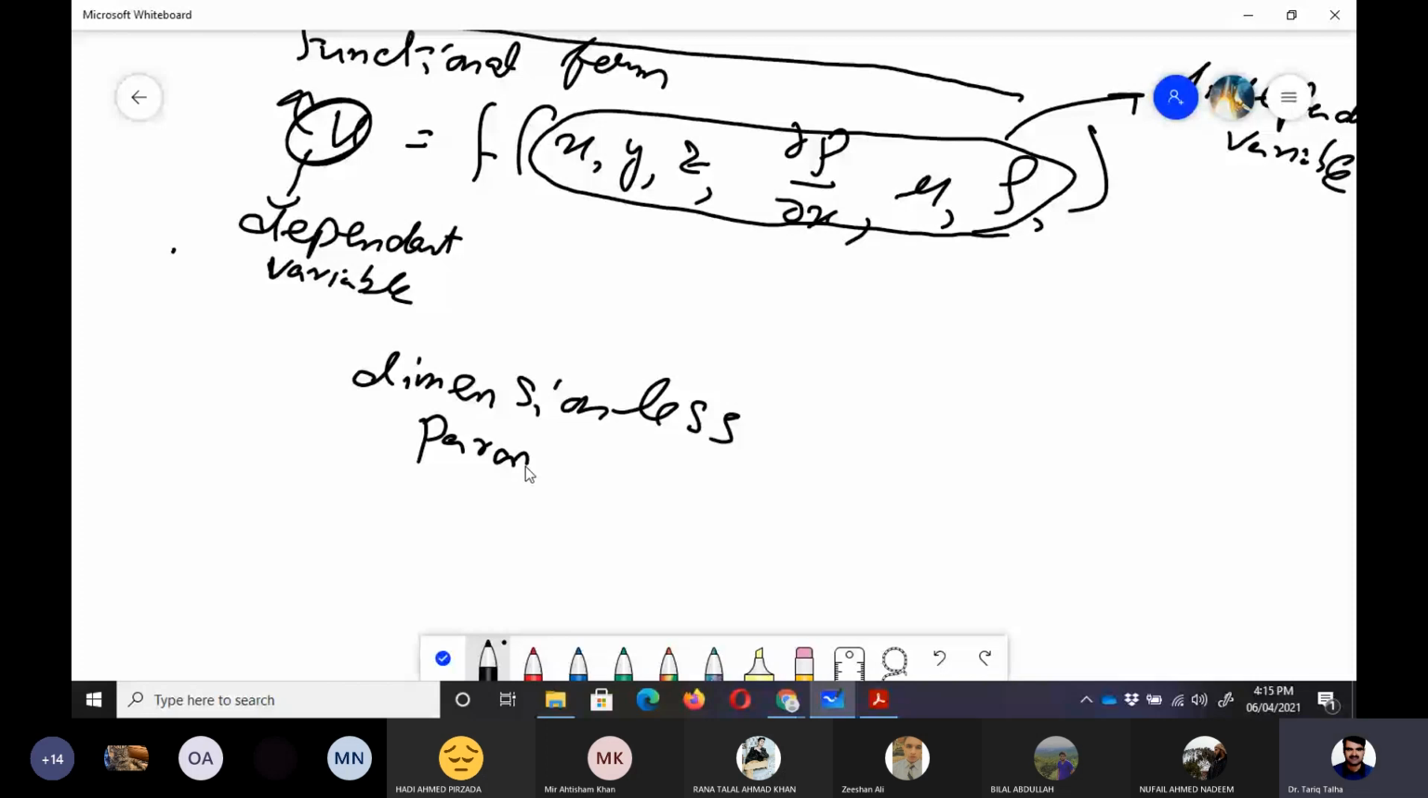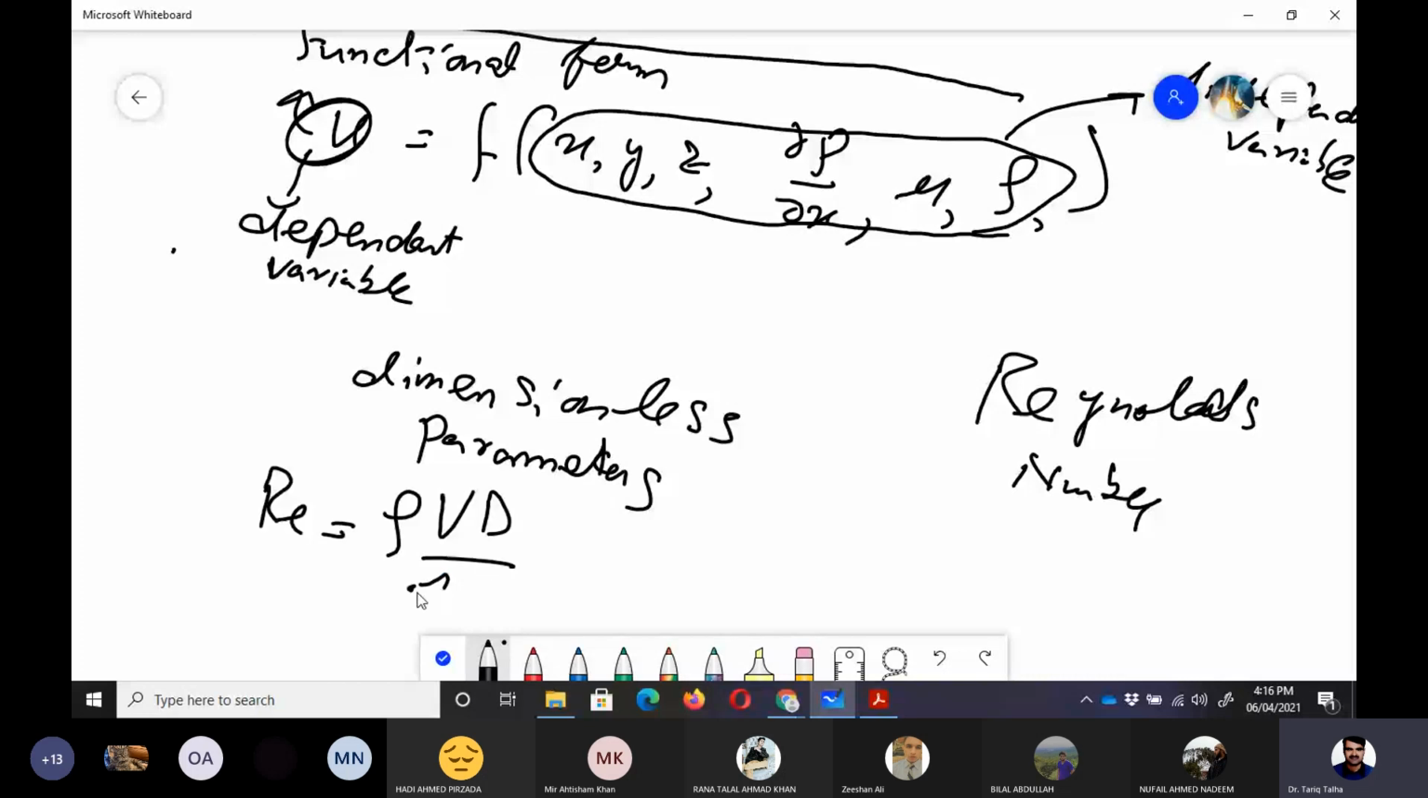Dimensionless parameters like Reynolds number. Reynolds number is the most significant parameter for fluid mechanics. It tells us whether the flow is laminar or turbulent depending upon its value. Its definition, for pipe flow, is rho V d upon mu. So this is basically the ratio of inertial forces to the viscous force.